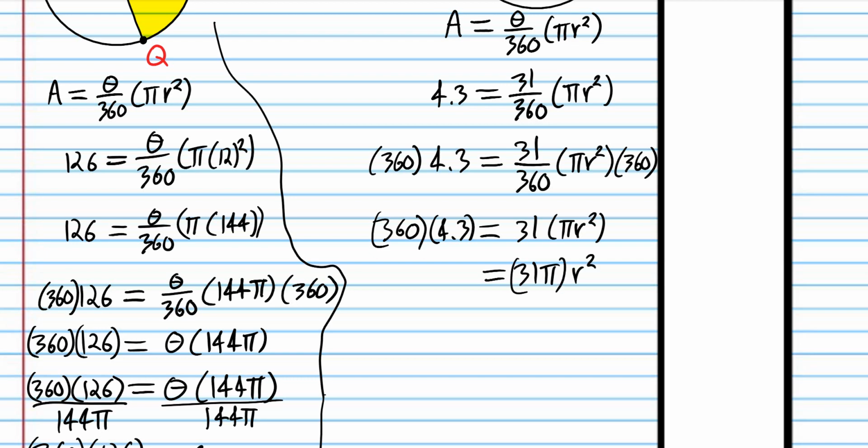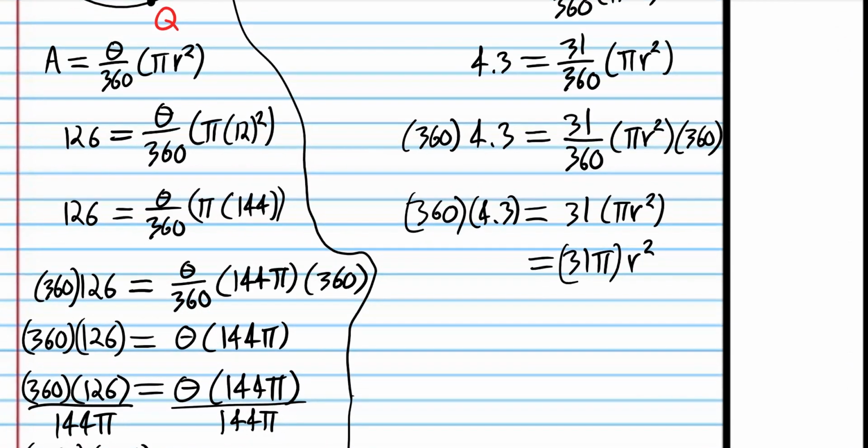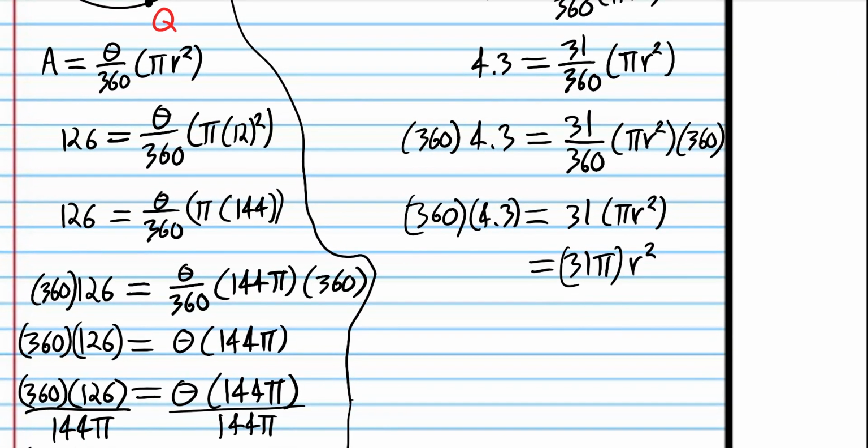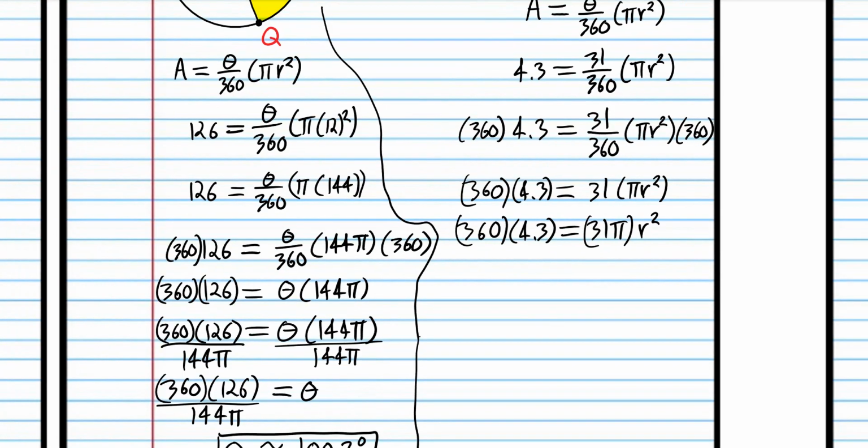That's the associative rule of multiplication. You can multiply in any order you want, pretty much. And at this point, we want to get r by itself. So we have to divide both sides by 31 pi. And then we're left with r squared is equal to 360 times 4.3 divided by 31 pi.